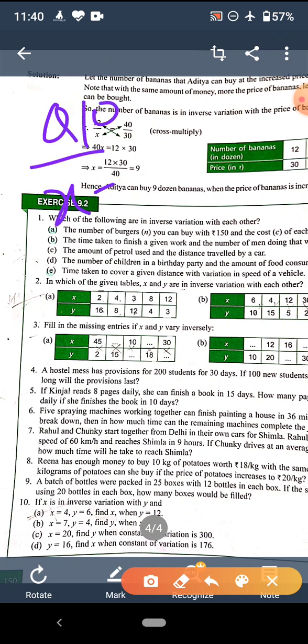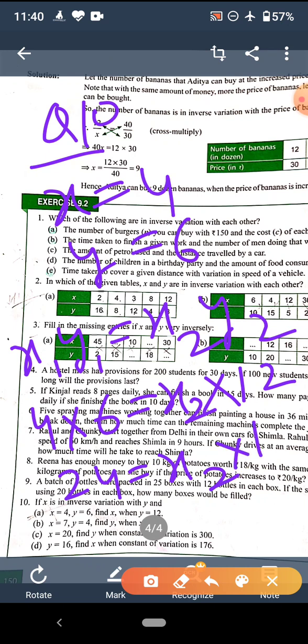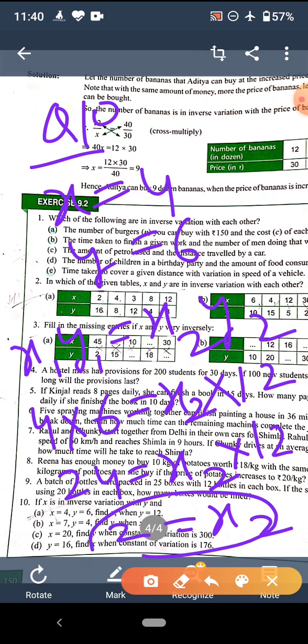In question number 10, beta, X is given 4, Y is given 6. So find X when Y is equal to 12. So X1 Y1 is equal to X2 Y2. So 4 into 6, X2 we have to find. Now 4 6s are 24, X2 into 12. Okay, now X2 is 2. So in the 10th question, the first item you will take X1 Y1 and the second you will take X2 Y2.